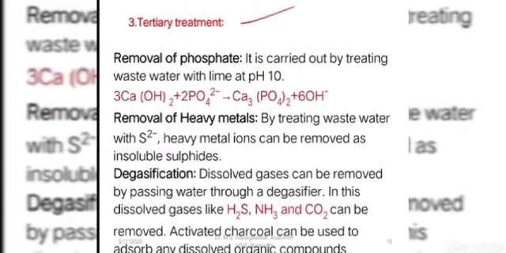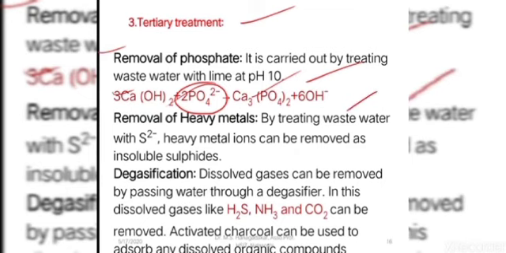Coming to the third point, tertiary treatment, which is also called disinfection. Here I am going to explain tertiary treatment by four important examples. The first one is removal of phosphate from the wastewater. If your water contains phosphate ions, then that water is treated with lime that contains calcium hydroxide. Here calcium hydroxide reacts with the phosphate ions, leading to the formation of calcium phosphate by the loss of hydroxyl ions.